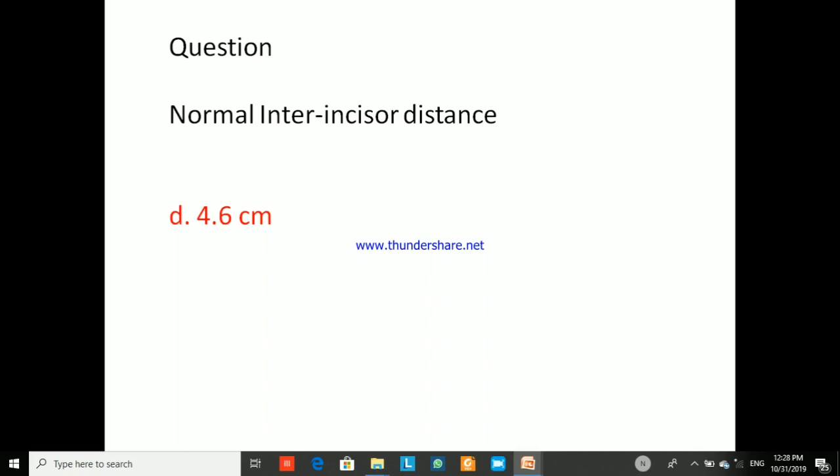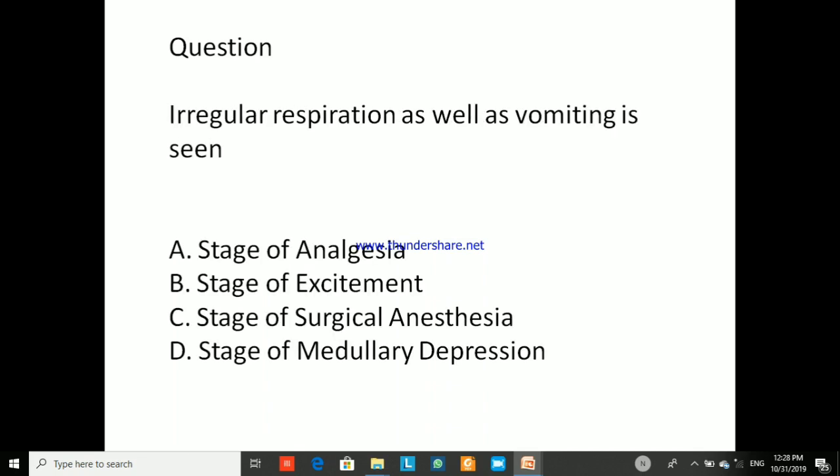4.6 cm. Question. Irregular respiration as well as vomiting is seen. A. Stage of analgesia. B. Stage of excitement. C. Stage of surgical anesthesia. D. Stage of medullary depression.